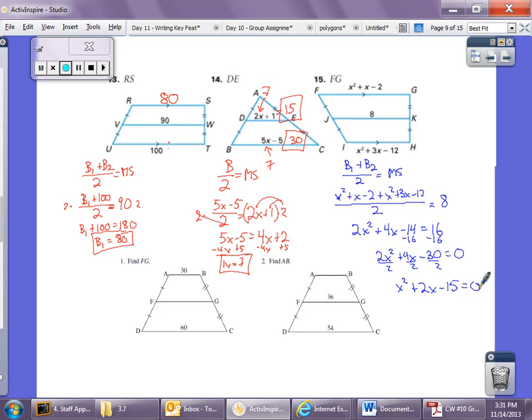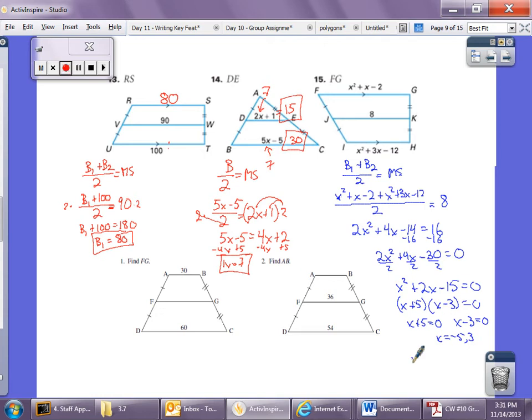Now I think of factors of 15 that can give me 2. Well, I have x plus 5, x minus 3. 5 times 3 is 15. 5 times negative 3 is negative 15. Positive 5 plus negative 3 is positive 2. So now I know that x plus 5 equals 0, x minus 3 equals 0. So x equals negative 5 or positive 3.